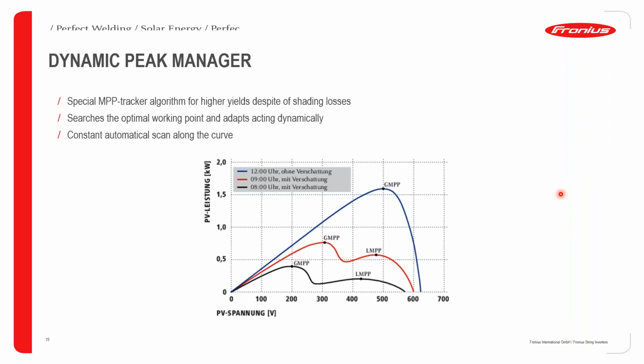Okay, so these curves really explain it well. I have a blue curve, and this blue curve is when we have no shading. Okay, and the red curve is when we have partial shading. So if you install an inverter without an optimizer, you'll get the local maximum power points. However, if you install an inverter with the optimizer, for example, a Fronius, we will always give you the global maximum power point. And here we can see the improvement from local to global of about 20 to 30%.